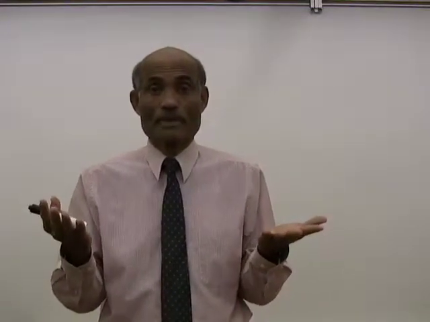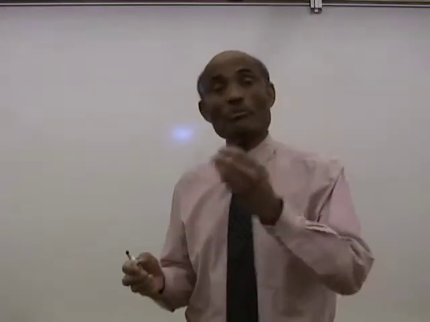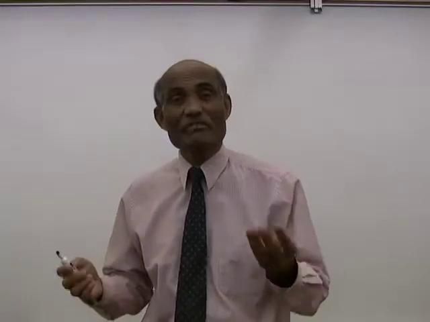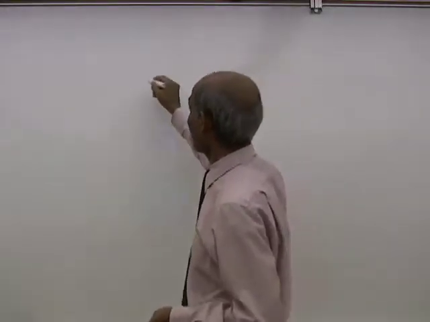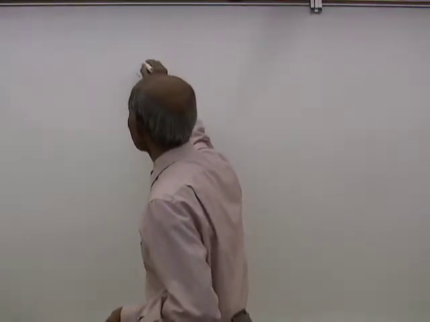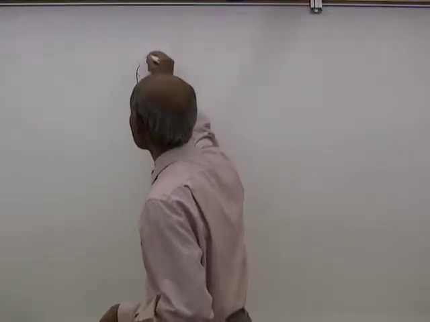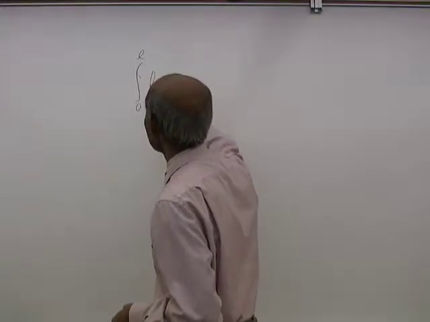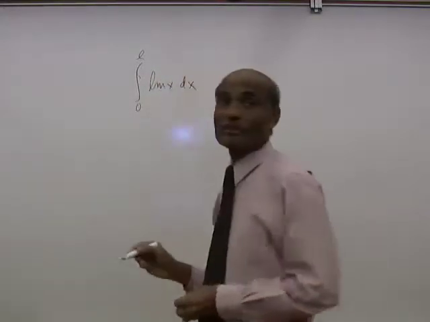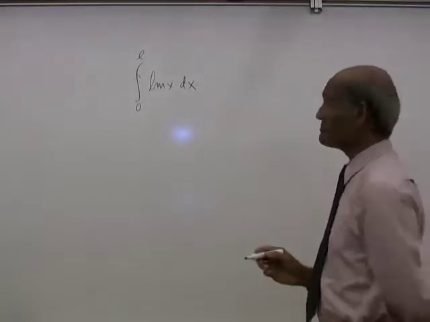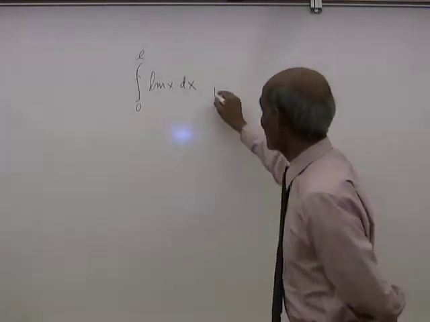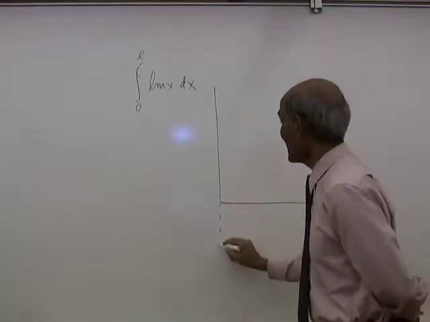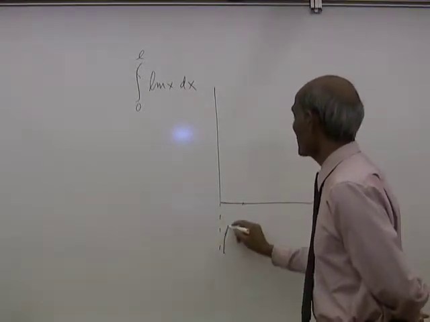Is that right? Now, an improper integral is particularly associated with a definite integral. For example, you want to find the integral from 0 to, say, e of ln x dx. Now, what is improper about it? Let's draw the graph of this. Now, the graph of ln x will be something like this.